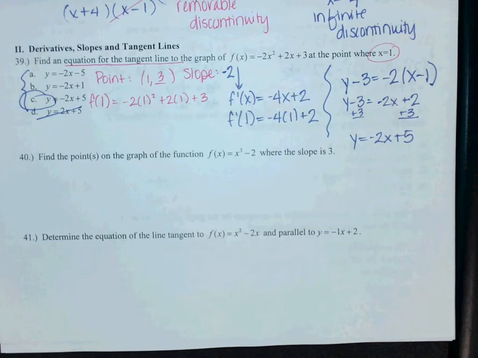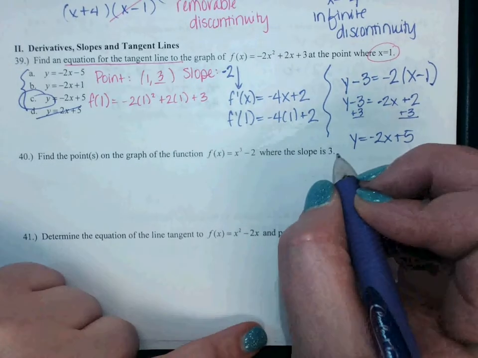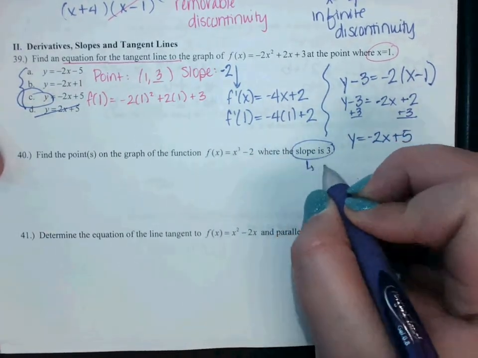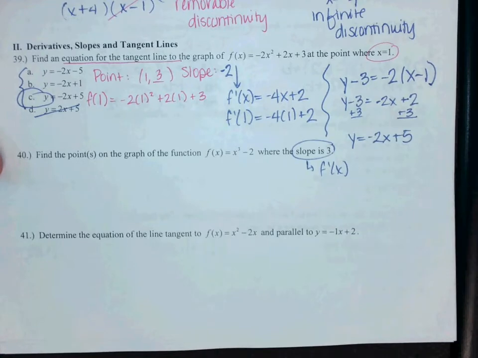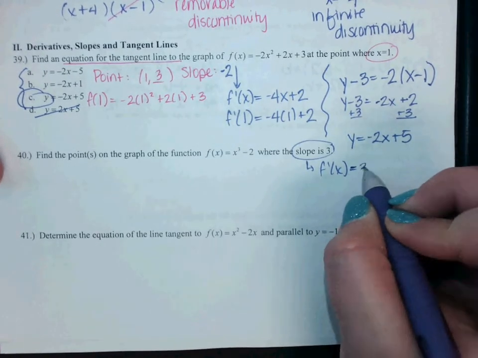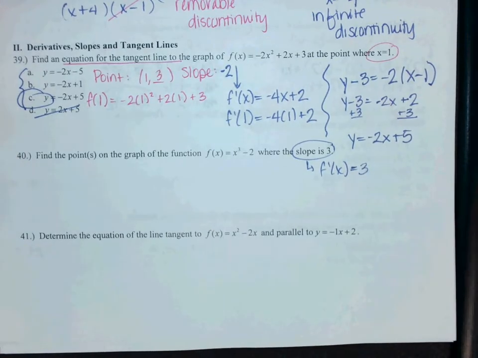Okay, next one. Find the points on the graph where the slope is 3. How do I make a slope of 3? Take the derivative, that's what a slope is, and then set it equal to 3. Good job. So what is the derivative of that equation?